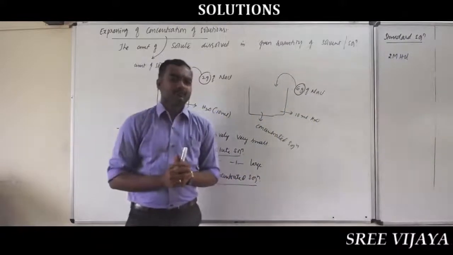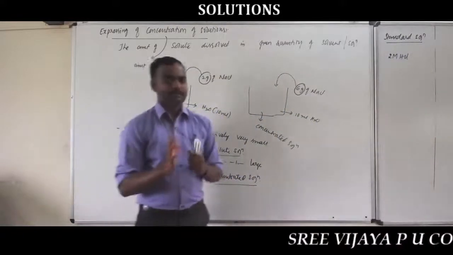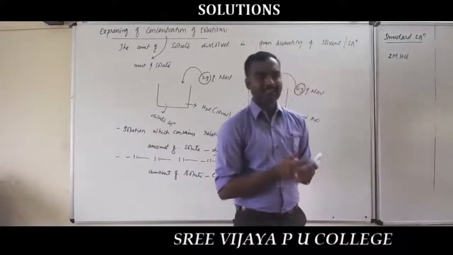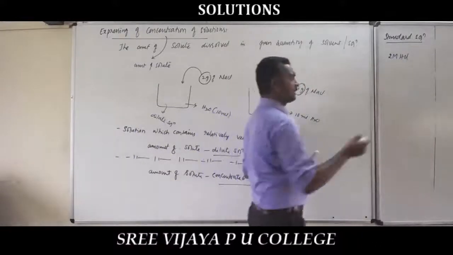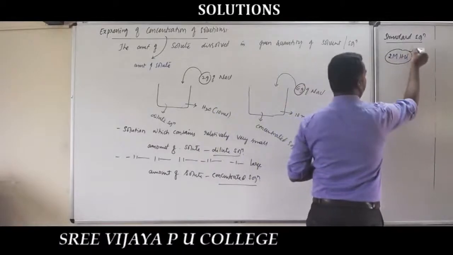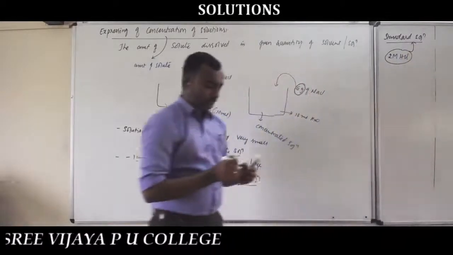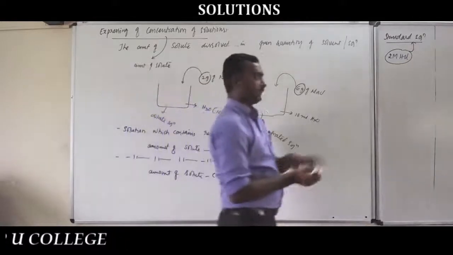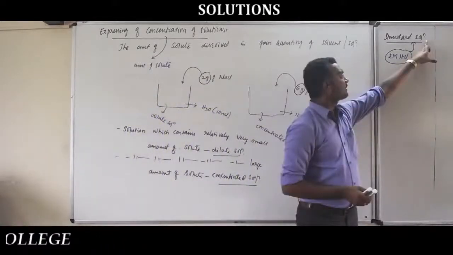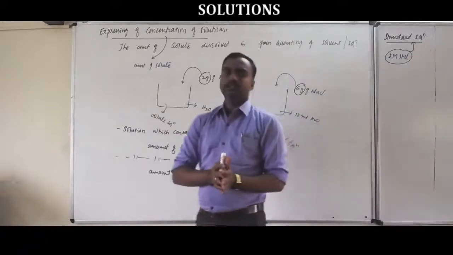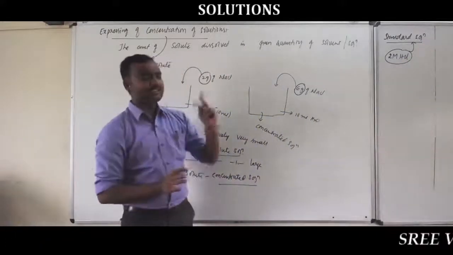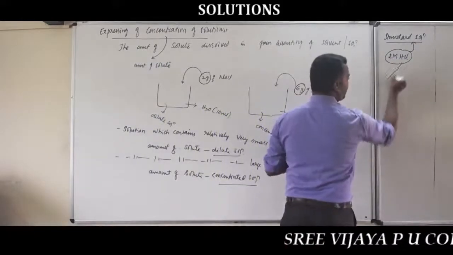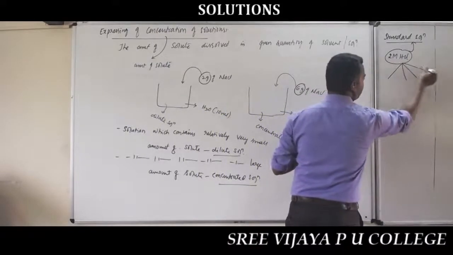Molarity is one of the concentration terms used to express the concentration of a solution. Now the concentration is 2 molar, so that is a known concentration. These types of solutions are called standard solutions. It could be 2 molar, or 1 molar, or 10 molar. A solution whose concentration is known, we call it a standard solution. By using this standard solution, we can prepare different solutions of different concentration.